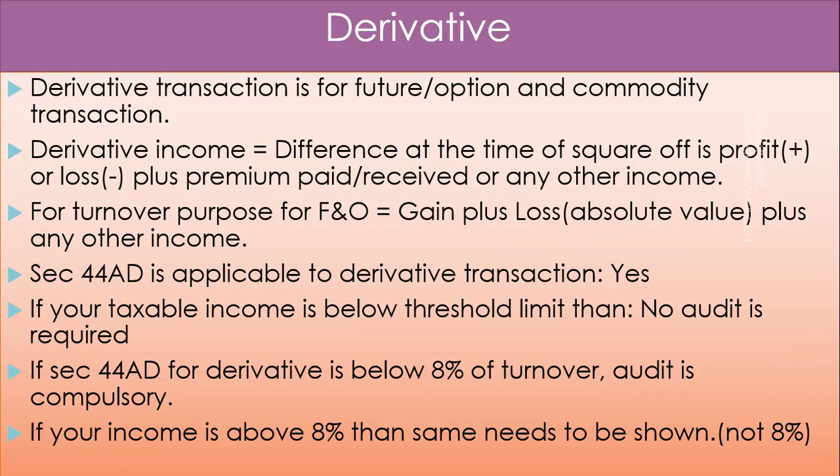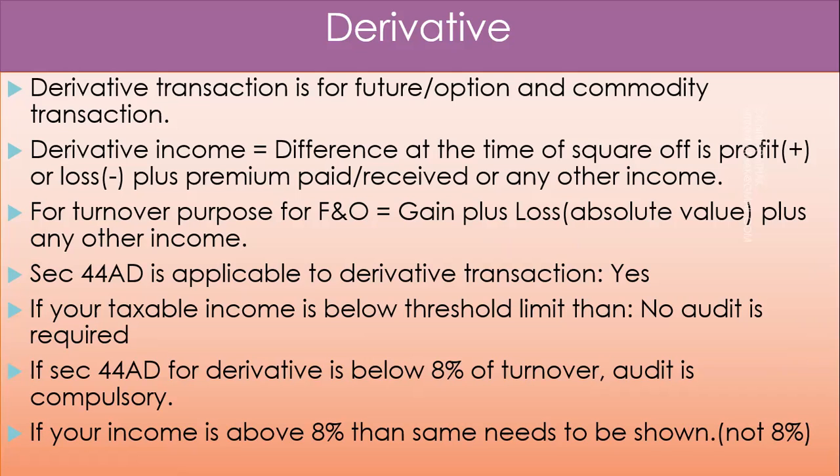Derivative income: suppose I bought Nifty 100 at, say, 8,000 rupees, multiplied by 8. The value of the transaction will not be considered. But as on the date it is squared off, the difference would be a purchase or sales, which would be a part of turnover. If it is a plus, it would be a profit. If a loss, it would be a loss. But for the purpose of computing the total value for audit, it would be the absolute figure, that is the net figure, for the turnover purpose of F&O. Capital gains do not apply, and 44AD is applicable to derivative transactions.